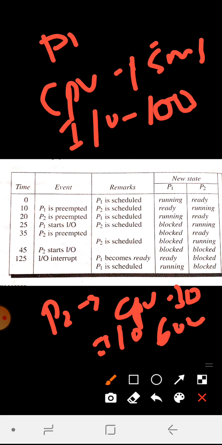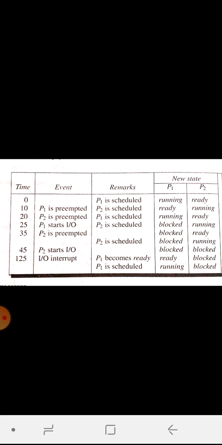So now we have two programs, nothing but two processes. Process P1 uses a CPU burst time of 15 milliseconds and IO time of 100 milliseconds. Similarly, process P2 uses a CPU burst of 30 milliseconds and an IO burst of 60 milliseconds. For simplicity, we have assumed that the processes created to execute programs P1 and P2 are themselves called P1 and P2 respectively. Now you can check the table over here.